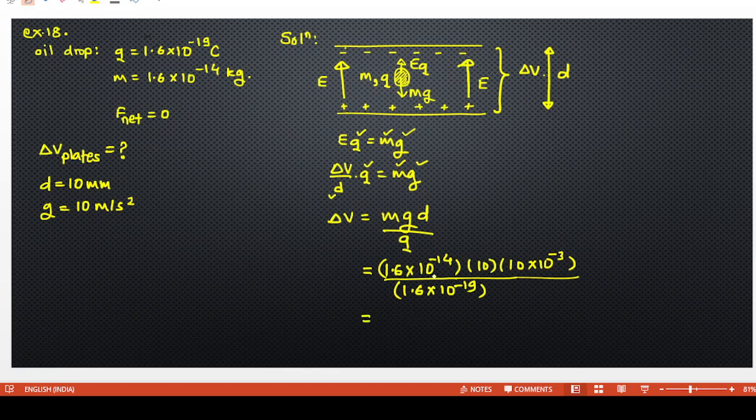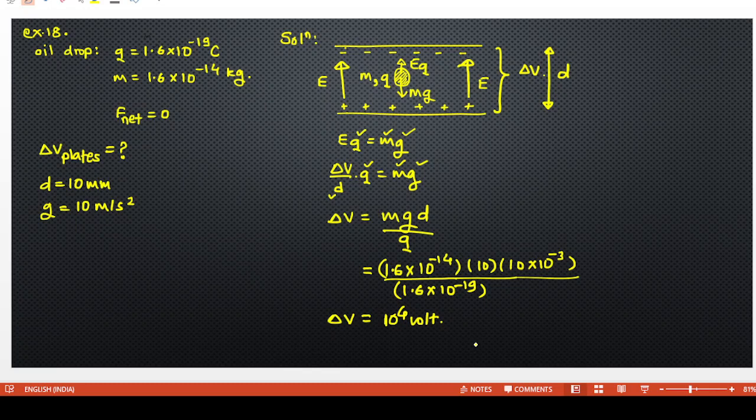1.6 cancels. Minus 14 minus 19 plus 5 plus 5 plus 6 plus 7 plus 7 minus 3 plus 4. So 10 raised to 4 volt, or 10,000 volt, is the potential difference between the two plates. So this is our answer of electric potential difference between the two plates. Clear? Solve the next example with me.